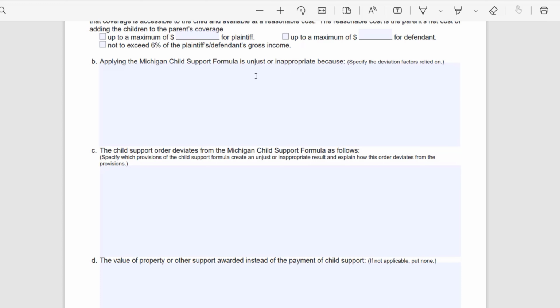This is where a lot of families have the hardest part, because we have to put in some language. So for this one right here, I'm actually going to show you what the deviation factors are in the Michigan Child Support Formula, because the first step here is applying the Michigan Child Support Formula is unjust or inappropriate because, and then this is a spot to specify the deviation factors relied on.